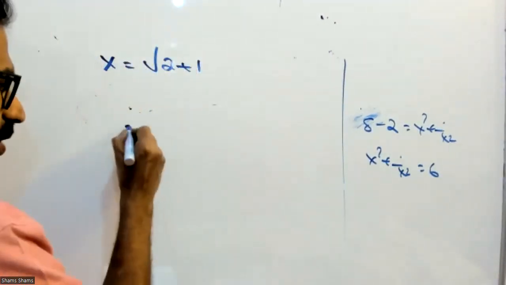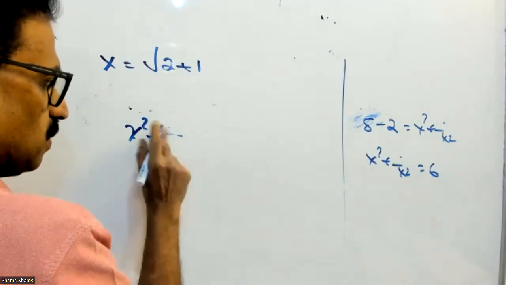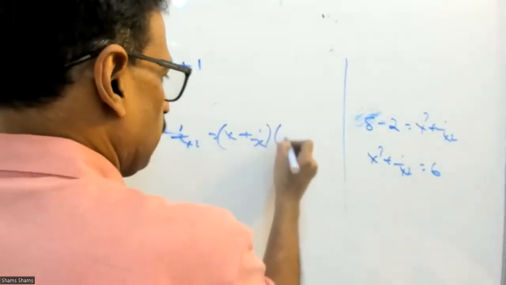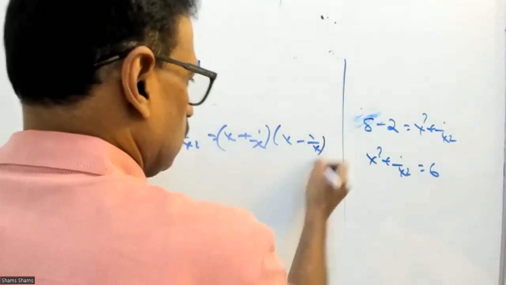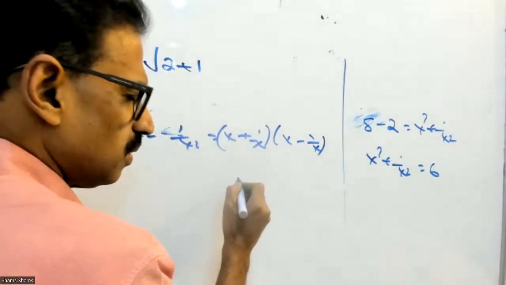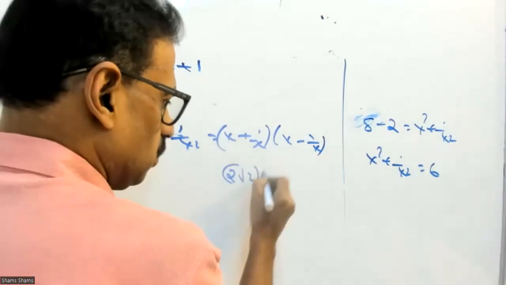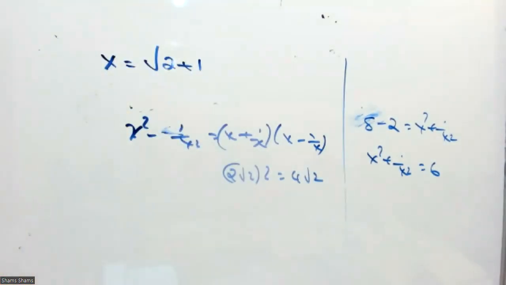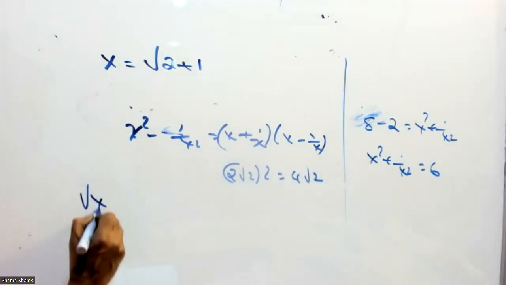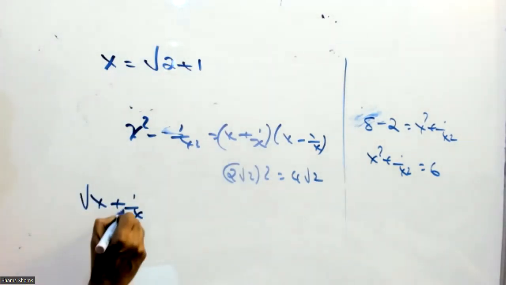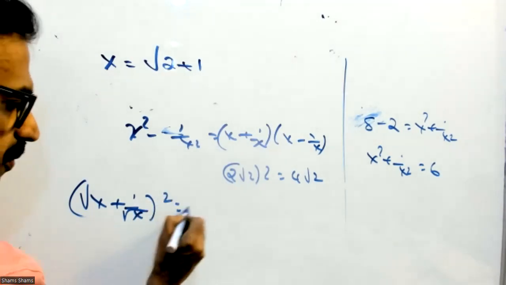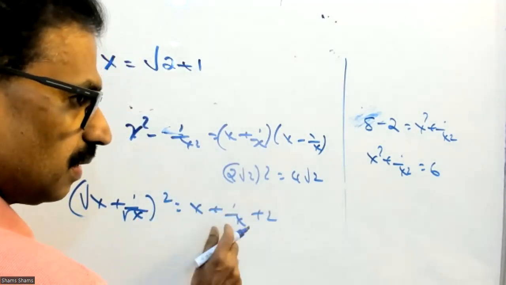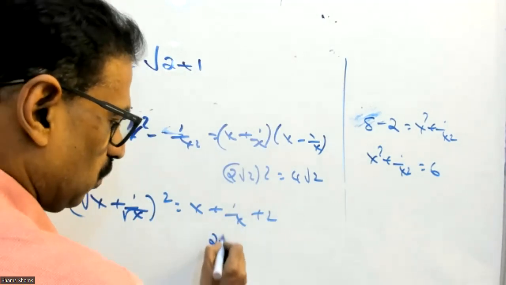Okay. x square minus 1 by x square equals x plus 1 by x into x minus 1 by x, right? x plus 1 by x is 2 root 2, into 2, 4 root, right? Okay. Now what? Root x plus 1 by root x whole square equals x plus 1 by x plus 2. x plus 1 by x is what? 2 root 2 plus 2.